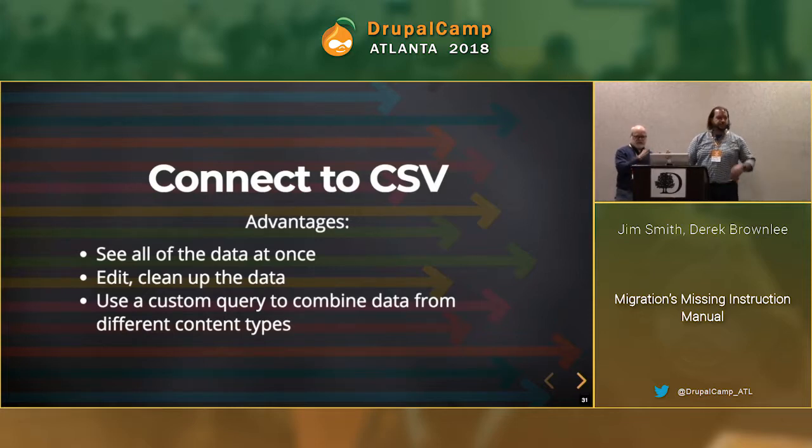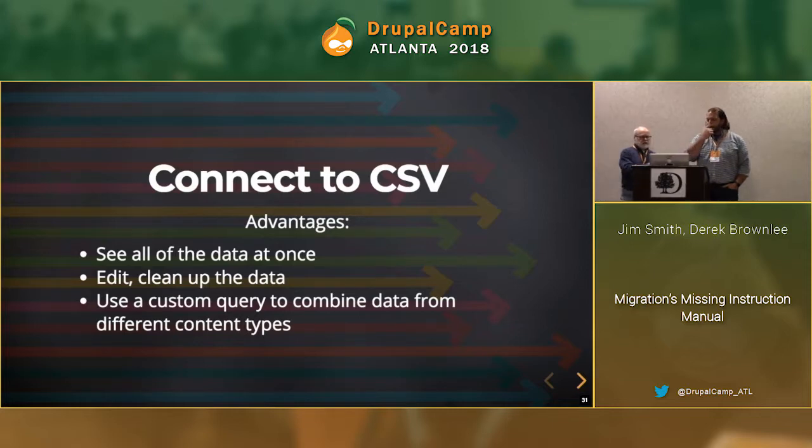You can do this in your process plugins as well, but the point being is sometimes by seeing it all at once, you can catch some of these mistakes and fix them. So that's why using a CSV is a convenient way to go. It doesn't always work great, but it's handy.